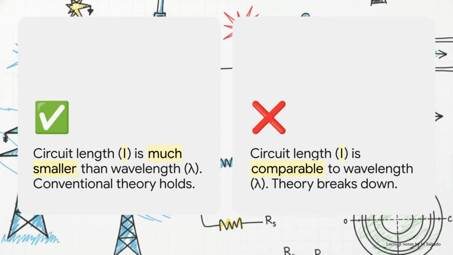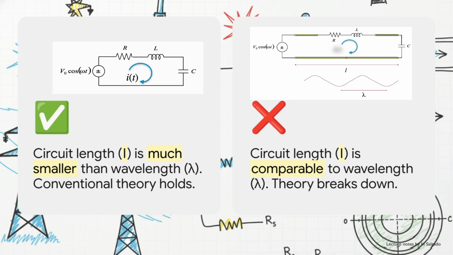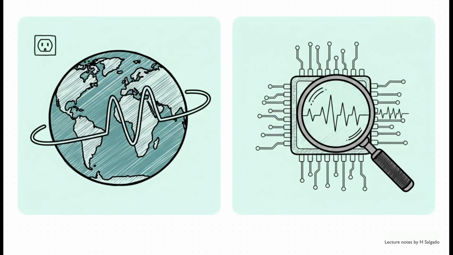And this brings us to the absolute core rule of transmission lines. It's all about a comparison. You have to compare the physical length of your circuit, let's call it L, to the wavelength of the signal you're sending, which we call lambda. If your circuit is tiny, much smaller than the wavelength, then guess what? Standard circuit theory works just fine. But the moment that circuit's length starts to become a noticeable fraction of the wavelength, the old rules are out the window. Let's put some numbers on this, because the difference is just staggering.